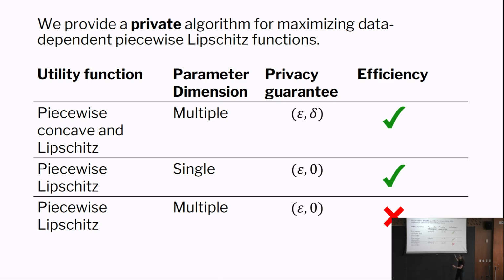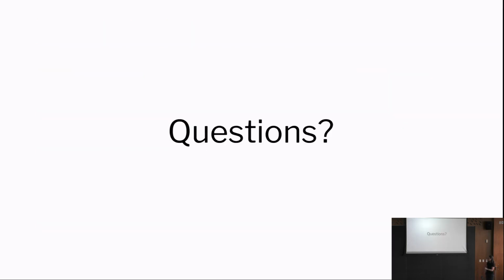And what I didn't talk about at all is another algorithm we have. It's very general. It holds for piecewise Lipschitz functions. It holds for multi-dimensional parameter spaces. It has really good privacy guarantees, epsilon 0 privacy, but it's not efficient. It relies on a discrete exponential mechanism, so the discretization of the parameter space grows exponentially with the dimension of the space. Okay, so I'll take any questions now.